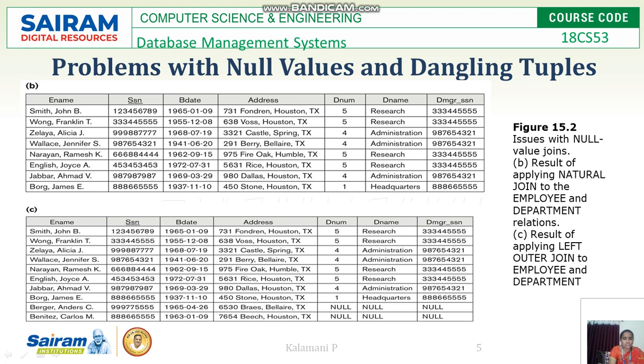So with the left outer join, we get the data, but some of the columns in those tuples will be null. But if we apply natural join on relations involving null values, we do not get all the data; some of the data will be lost. This is the problem we face with null values.